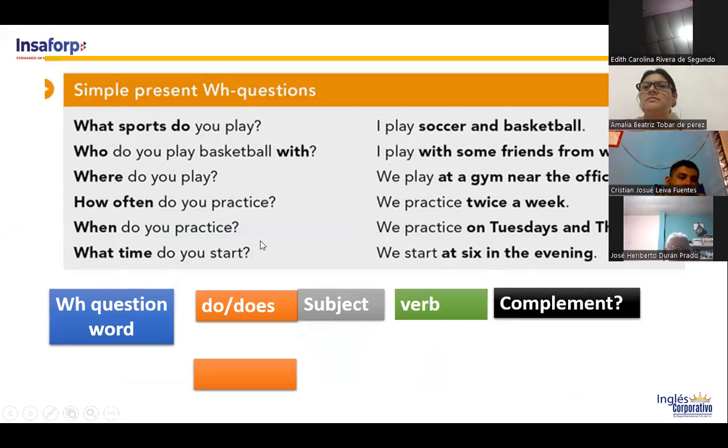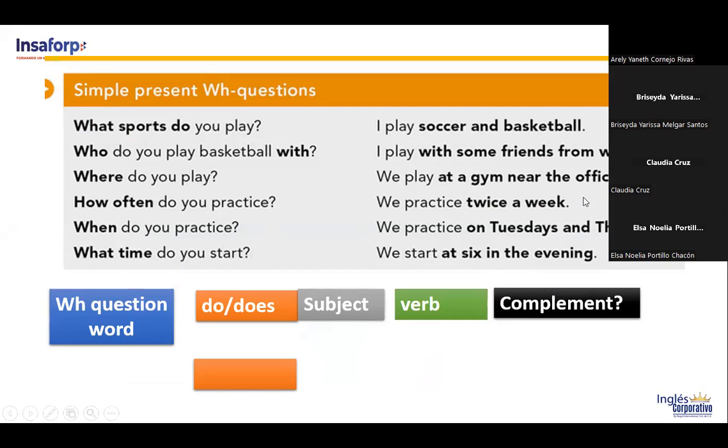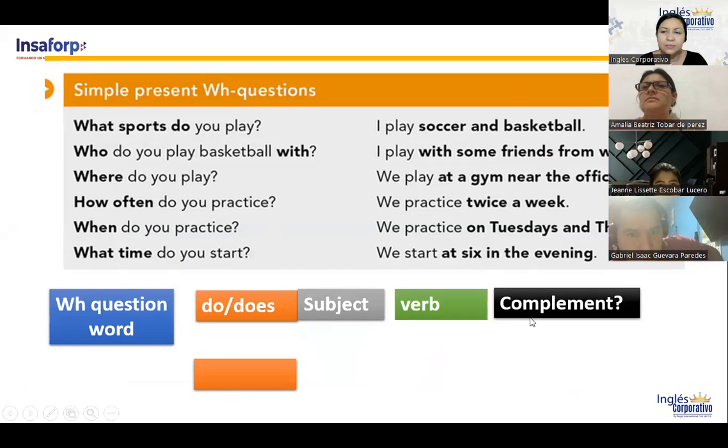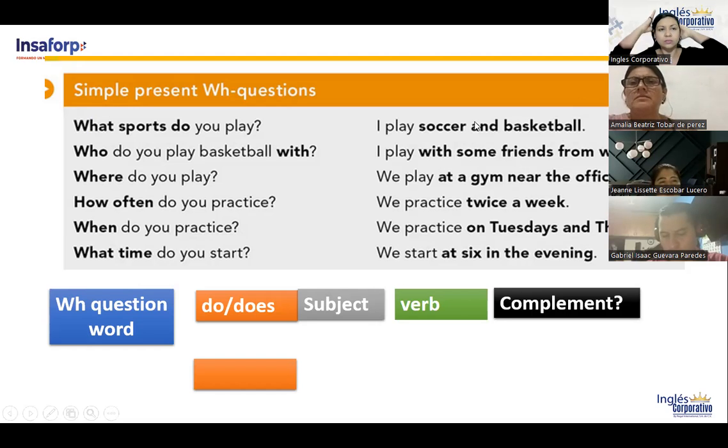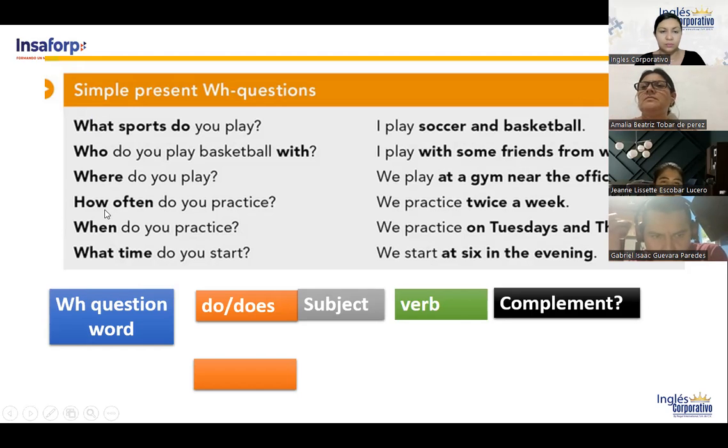Let's see, who can read questions and the answers? Jeannie? What sports do you play? I play soccer and basketball. Who do you play basketball with? I play with some friends from work. Where do you play? We play at the gym near the office. How often do you practice? We practice twice a week. When do you practice? We practice on Tuesday and Thursday. What time do you start? We start at 6 in the evening.